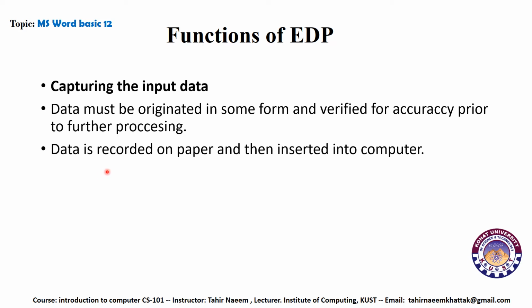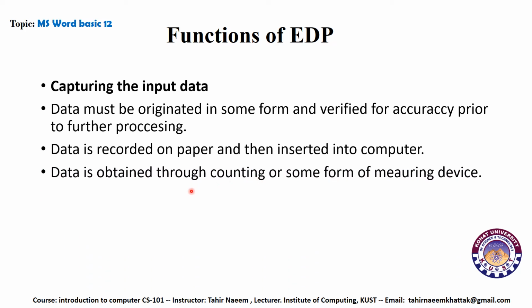Data is recorded on paper and then inserted into the computer. The normal method to scrutinize the data is that it is written on a piece of paper, then tallied, checked and double checked that it doesn't contain any errors, and then entered and inserted into the system.